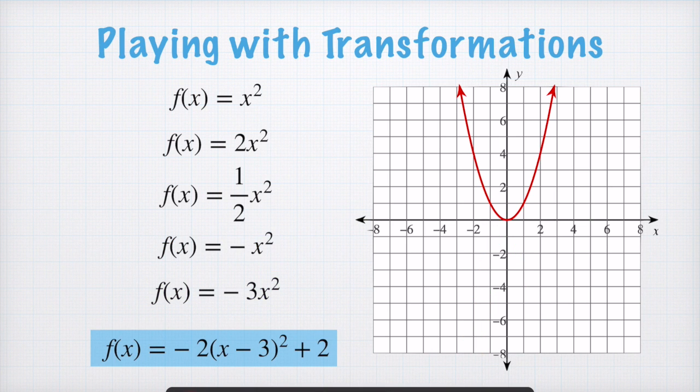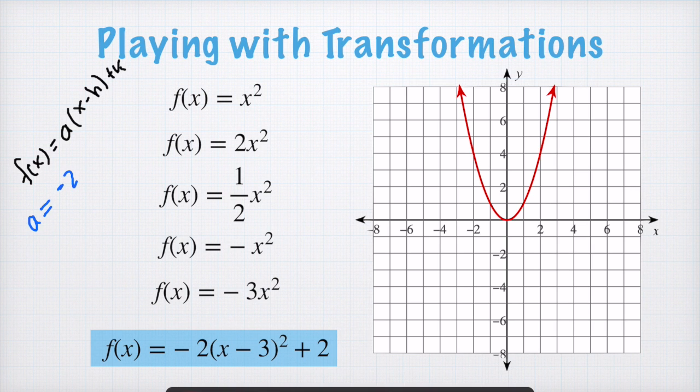Now we're going to do the magical one that's combining everything. So first off, let's write our function over here. F of x is equal to a times x minus h squared plus k. So this is what we're using here. Our a is negative 2.